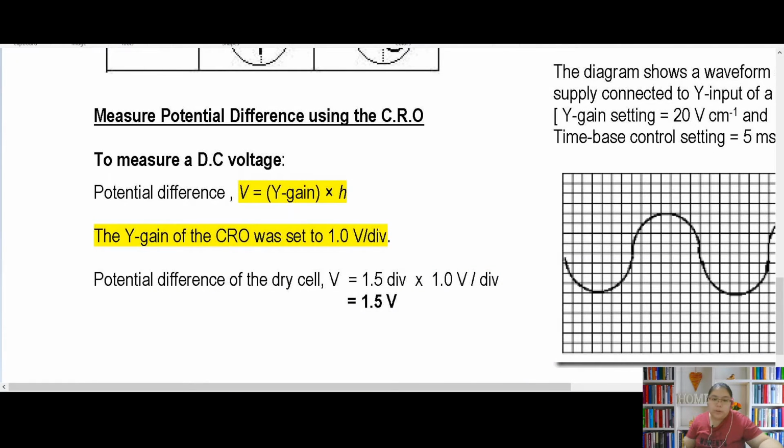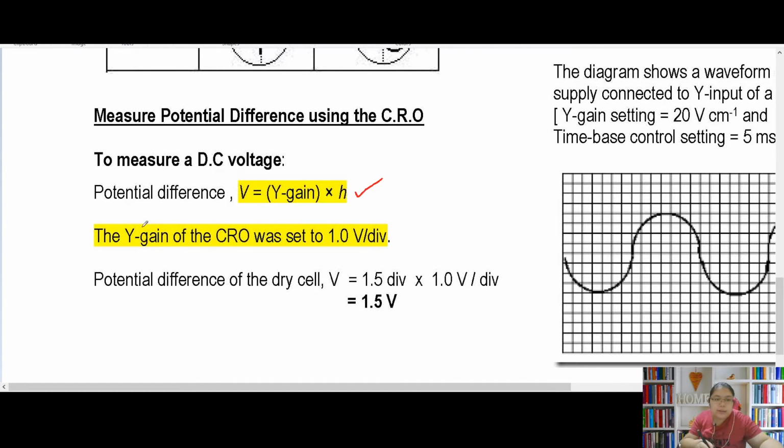Okay, then we continue with the following. There's a calculation about the voltage and also the time taken by using the CRO. First, they say to measure the DC voltage. To measure the DC voltage, the potential difference, you must refer to the Y gain. This one must be shown by the Y gain. They show voltage equal to the Y gain multiplied with the height.